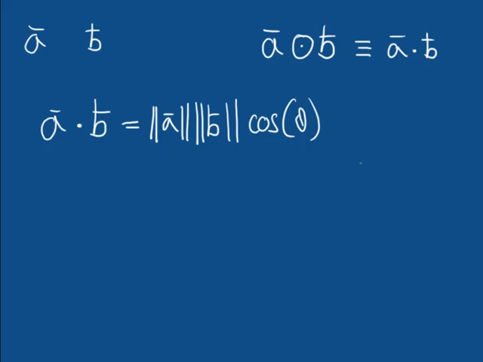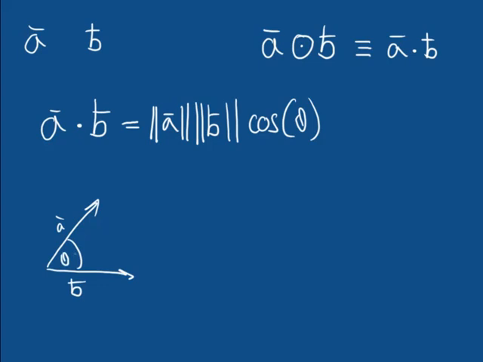So obviously the dot product is going to be very useful to us, because if we had two vectors, a vector A and a vector B in our 3D space, then we can use it to find the cosine of this angle between the two vectors.